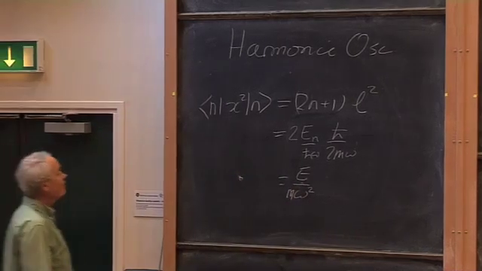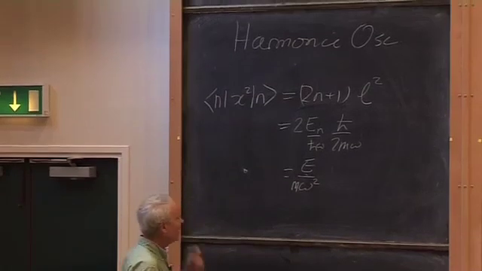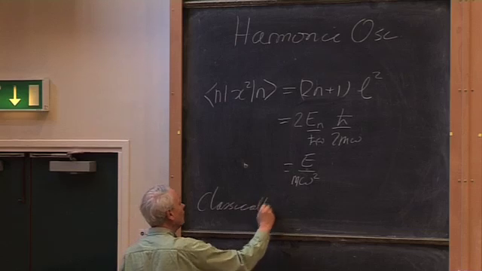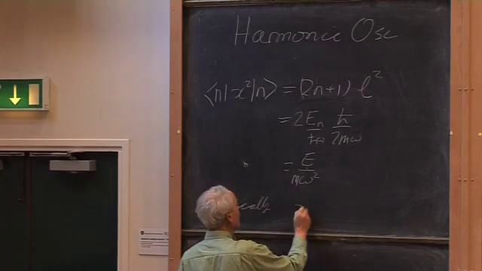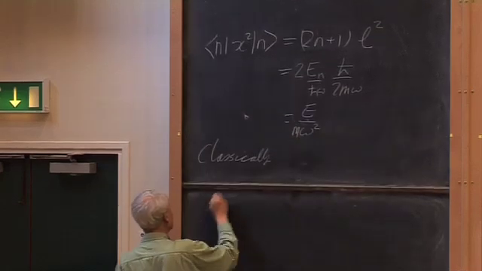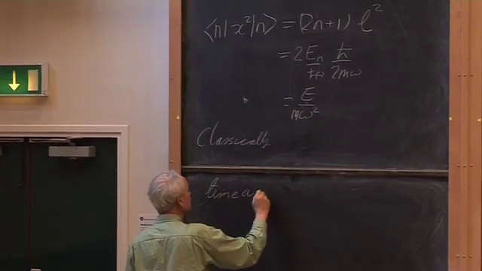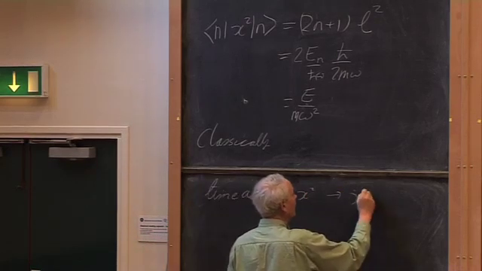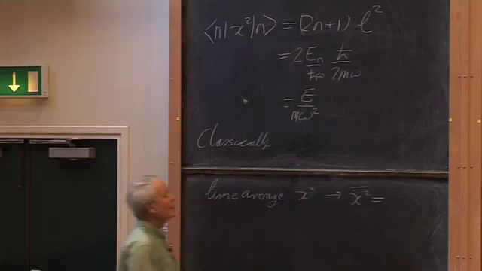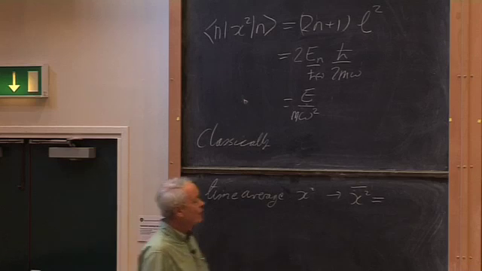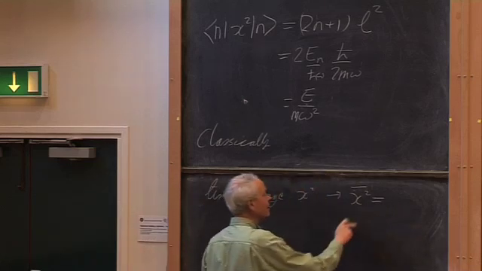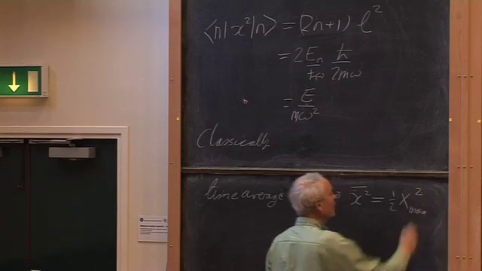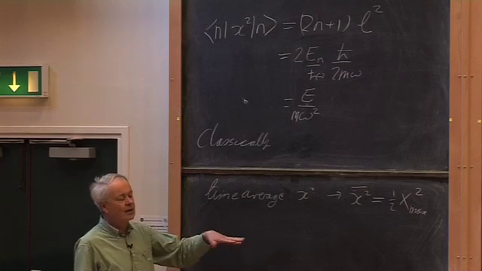Is that correct? So let's ask ourselves, what do we expect classically? We expect that the time average, well, I better write this down now. So the time average of x squared, which we'll call x squared bar, since x is a simple harmonic function of time, should be a half of x max squared. Right? The average of cos squared is a half.